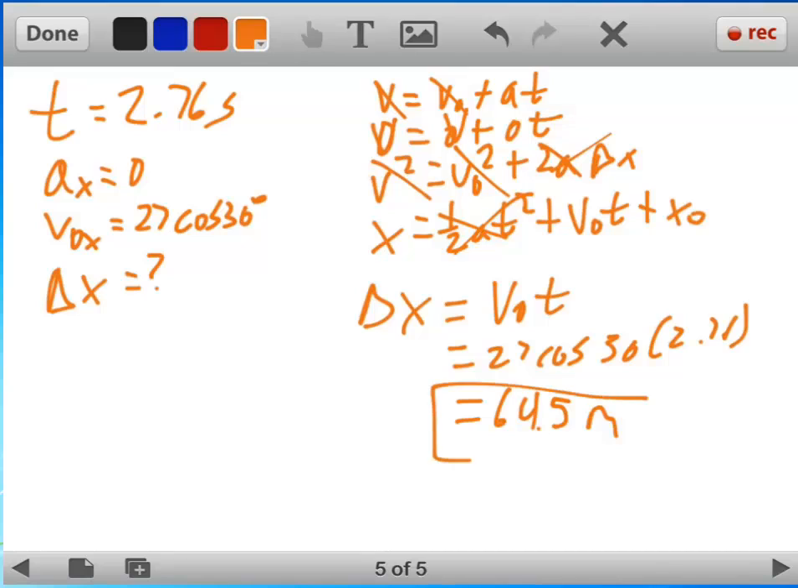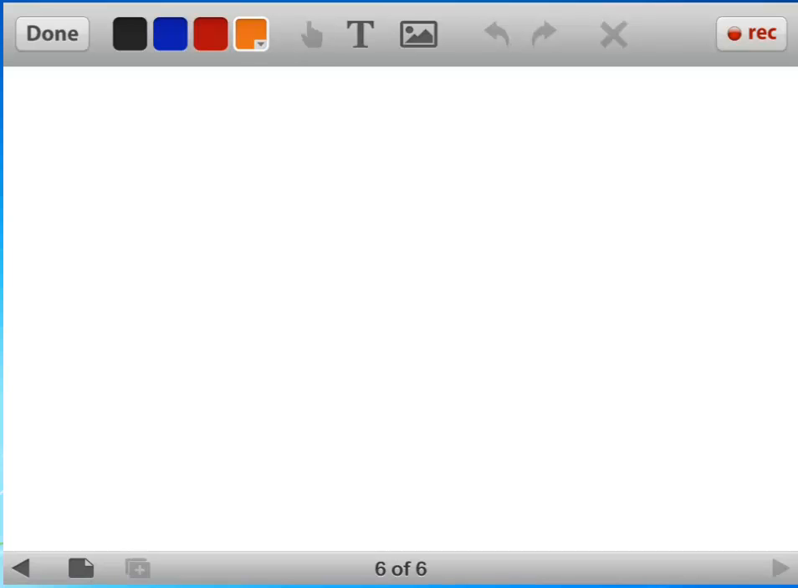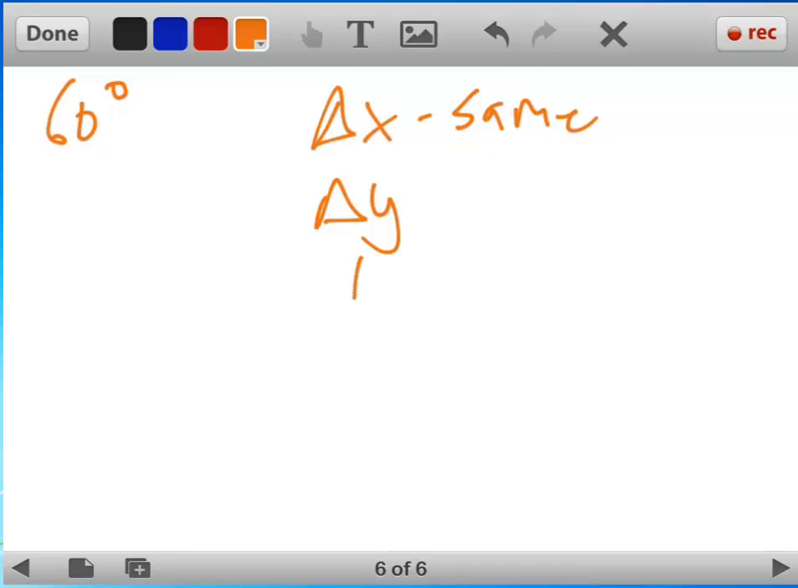So the ball goes 9 meters high at its highest point. It covers a distance of 64.5 meters, and it's in the air for 2.76 seconds. Now, the next problem on here says to actually say, well, what if instead of kicking it at 30 degrees, he kicked it at 60 degrees? And I want you to find that information. What you should find is that the range stays the same. However, delta y and t are going to be different.